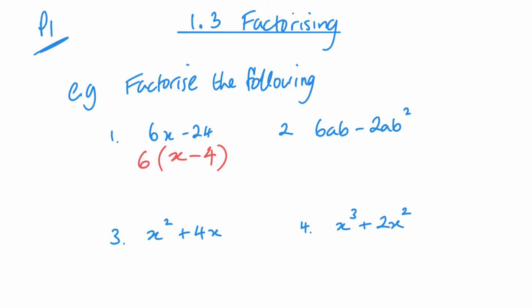And you can double check afterwards. 6 times x, 6x, 6 times negative 4, negative 24. And you do want to double check that. Look at the second one.